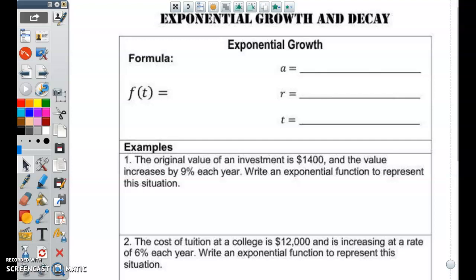Okay, today we're going to do the same thing we did yesterday. We're going to be writing exponential functions. This is the front of your paper, and I want you to fold it. Fold it like a little book, okay?